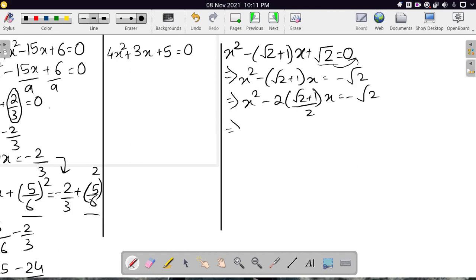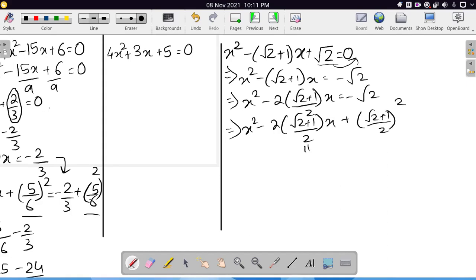Now we will add to the left hand side and right hand side the b by 2a term. So the b by 2a term over here is, we will copy this exactly the way it is, we will write plus (root 2 plus 1 by 2) whole square. This is the b by 2a term, right? This is equal to b by 2a, so this is b by 2a whole square, right? That is understood.